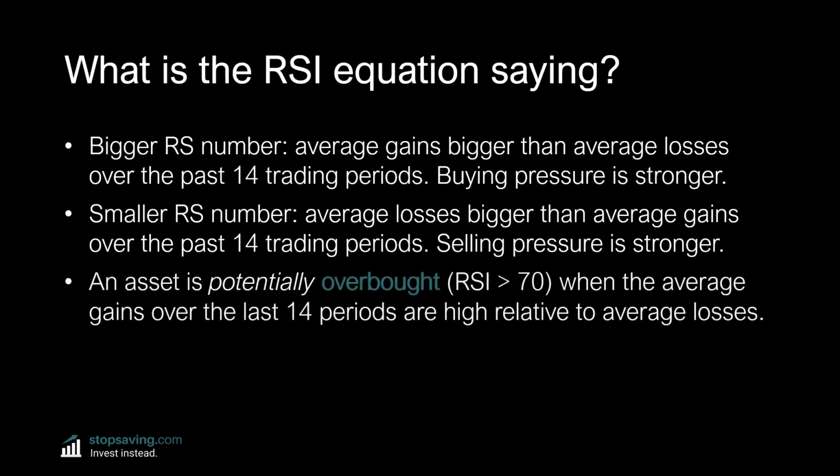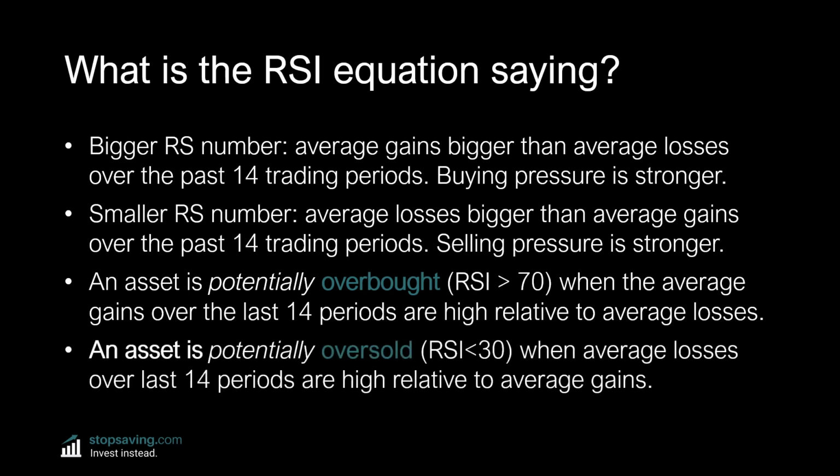Now, as I mentioned earlier in the video, an investment is potentially overbought when the RSI is higher than 70. That means the average gains over the past 14 periods are high relative to the average losses. In other words, buy pressure is firmly in control. And again, an RSI below 30 means an asset is potentially oversold. The average losses over the last 14 periods are high relative to the average gains. That means sellers are firmly in control.